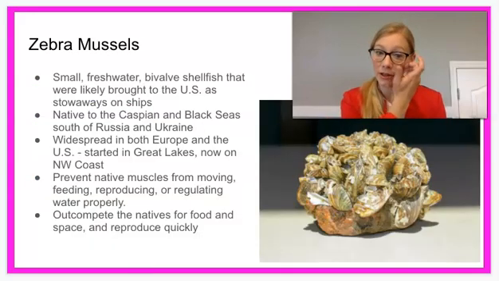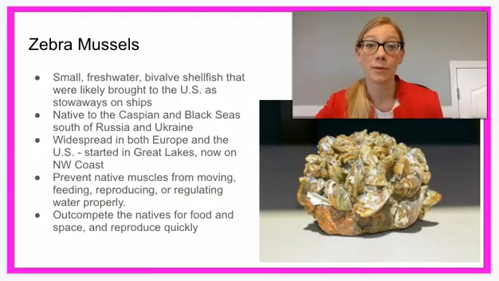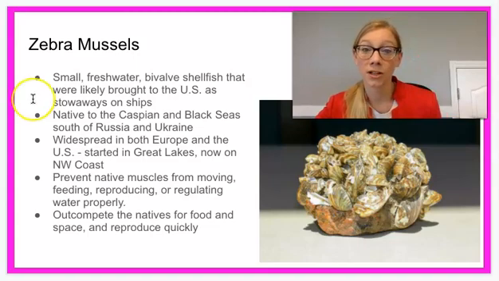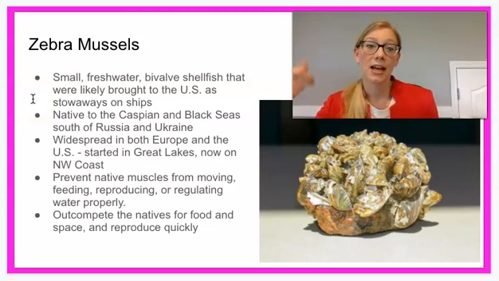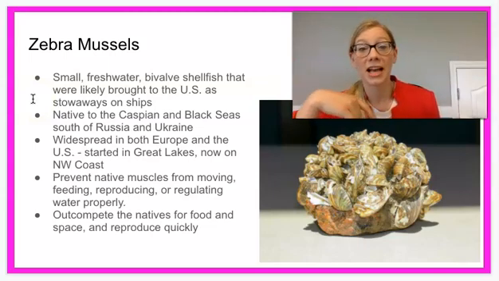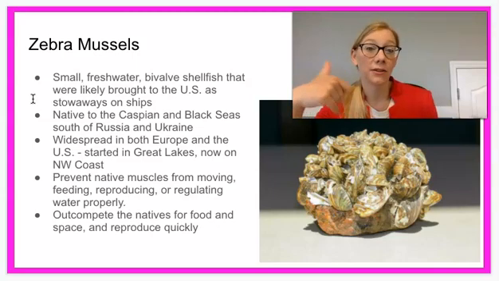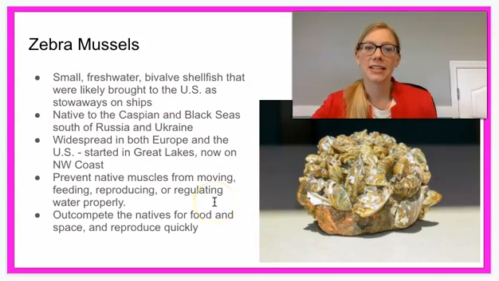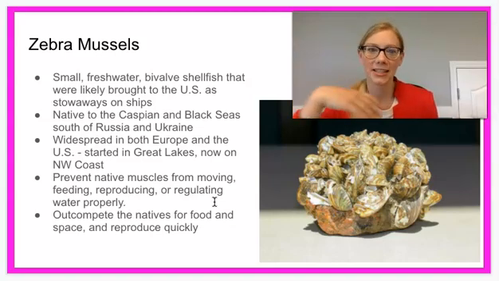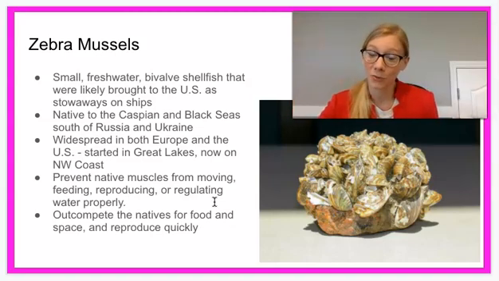Another example of an invasive species is zebra mussels. They're small freshwater shellfish that were likely brought to the US as stowaways on ships. They're native to the Caspian and Black Seas of South Russia and Ukraine. Here's what they look like, right? And now they're pretty widespread in both Europe and the US. They actually started in the Great Lakes. Now we see them on the northwest coast, so you might even see them in our area, if you will.